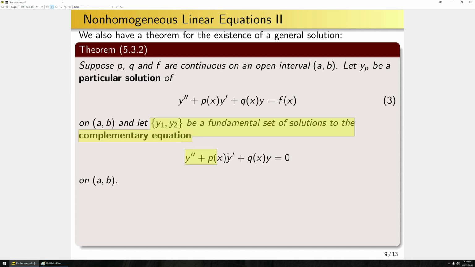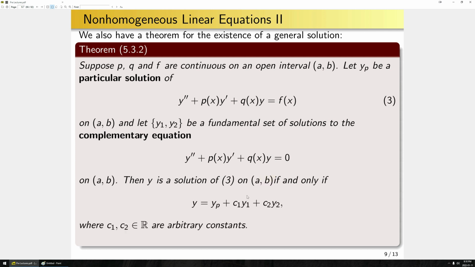So anyways, if I have this fundamental set of solutions here, then y is a solution of 3 on this open interval AB if and only if y can be written in this form here. Okay, so here I'm taking the particular solution that I found up here, and to that I'm adding this general solution to the homogeneous version of the equation.